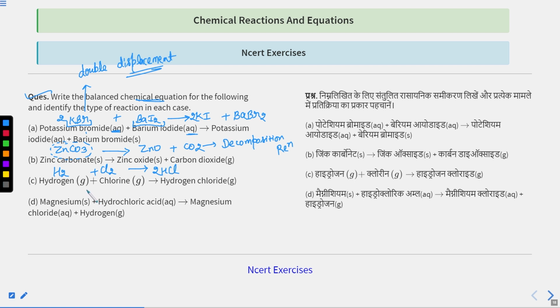And what is the type? Multiple reactants are combining and giving a single product. So this is a combination reaction.